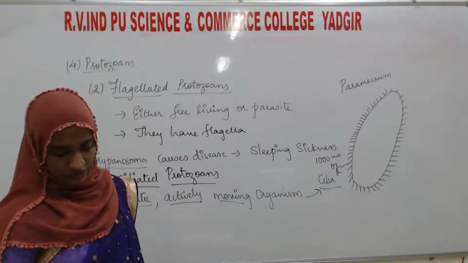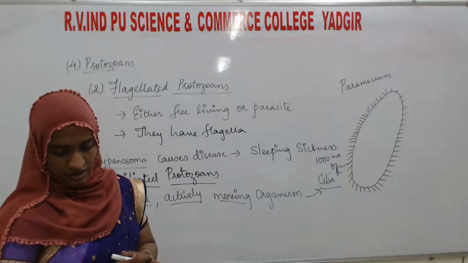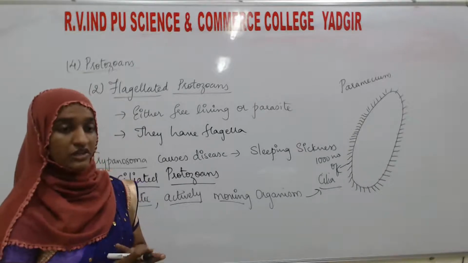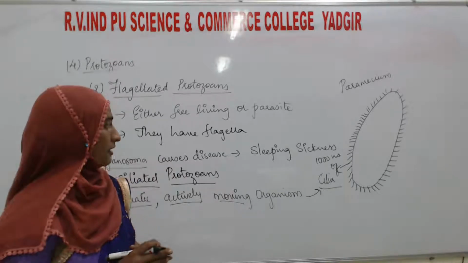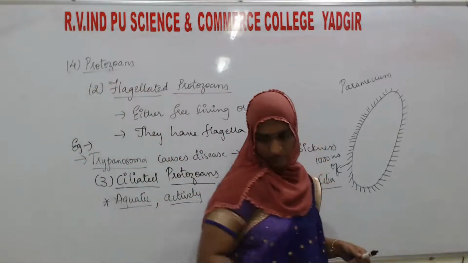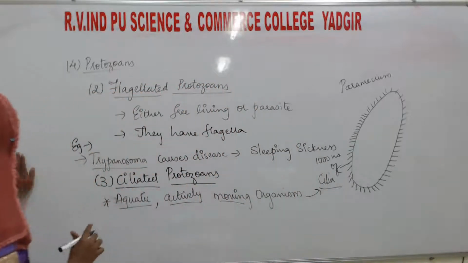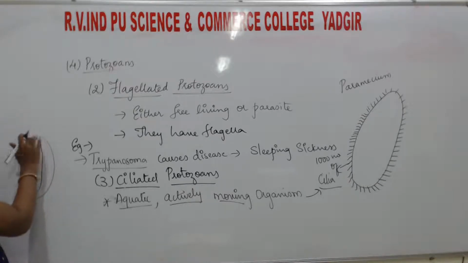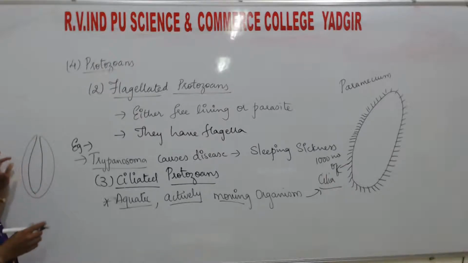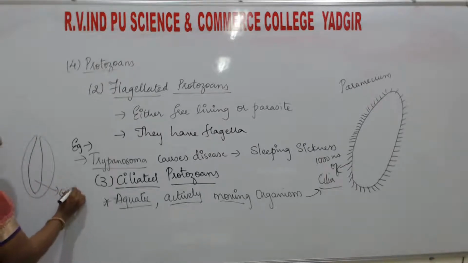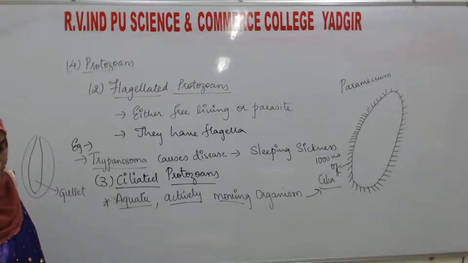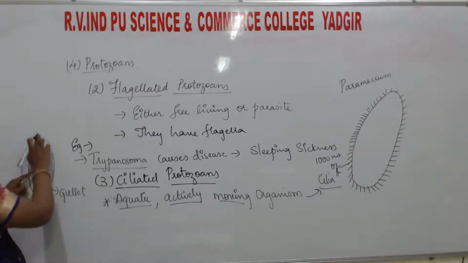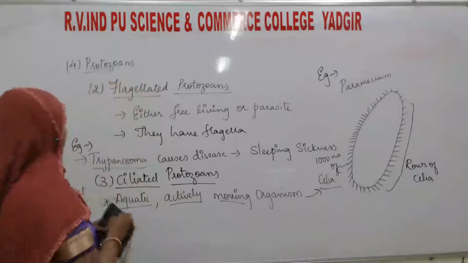And the ciliated protozoans have a cavity or a gullet that opens to the outer side by a cell surface. Here I will show you. This is the body of a ciliated protozoan. They have one cavity inside the cell or inside the body. So this cavity we can call the gullet. That is the gullet.